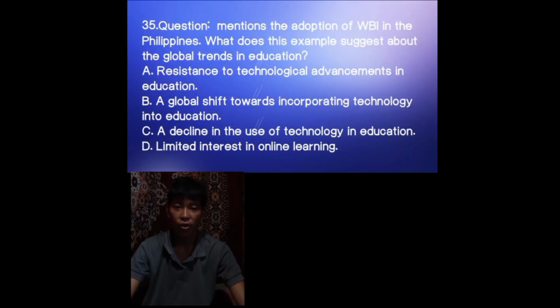Number 35 question. Mention the adoption of WPI in the Philippines. What does this example suggest about the global trends in education? Letter A. Resistance to technological advancement in education. Letter B. A global shift towards incorporating technology into education. Letter C. A decline in the use of technology in education. Letter D. Limited interest in online learning.